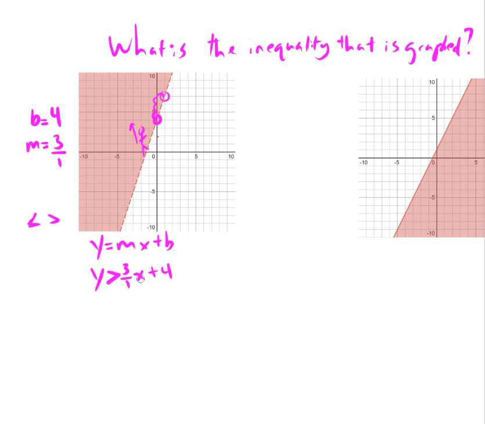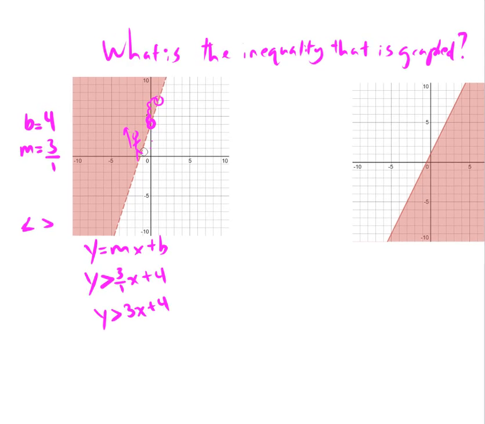Y is greater than the 3x plus 4. So in other words, my equation is y is greater than 3x plus 4. And once again, we got that because the y-intercept is 4, the slope is 3, it's a dotted line, so we know it's not going to be equal to, right? If it was equal to, it'd have to be a solid line, but it's not. It's a dotted line, and it's shaded above, so we know it's going to be y is greater than that. So that right there is my inequality that's graphed on this one.